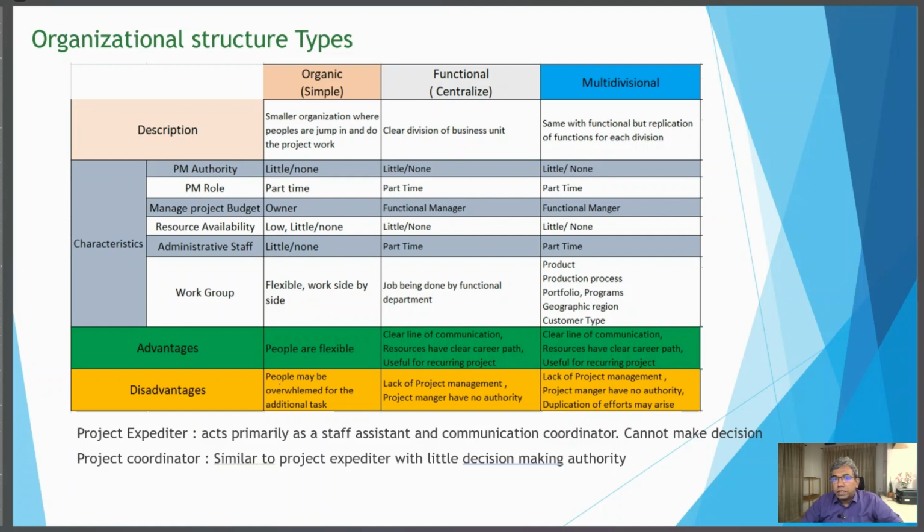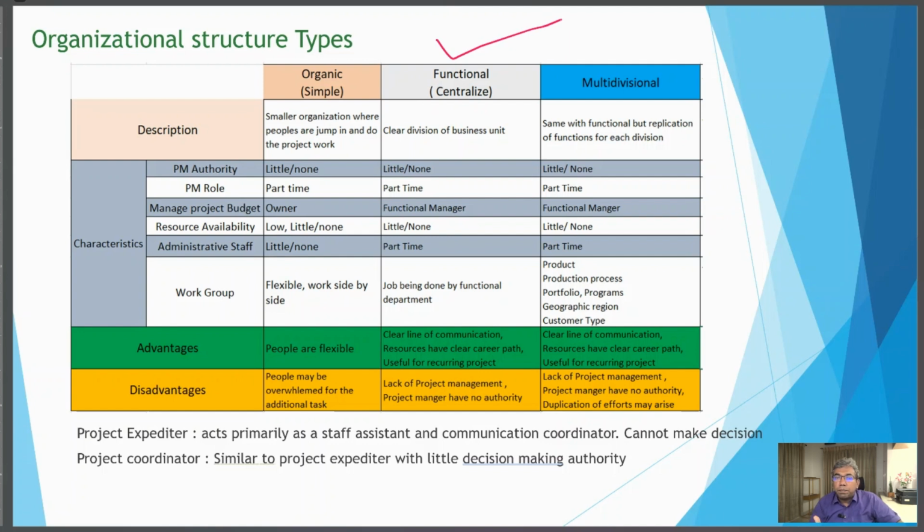Then the second one is the functional organization structure. That is very important and very common everywhere. That means there are departments like HR and finance. There are some quality departments. There are many functional departments in your organization. On top of that, you do some project work.